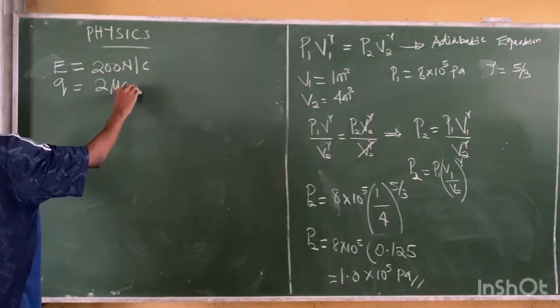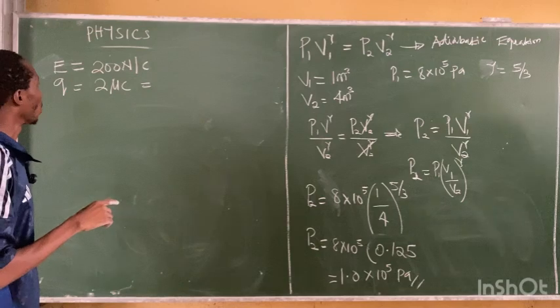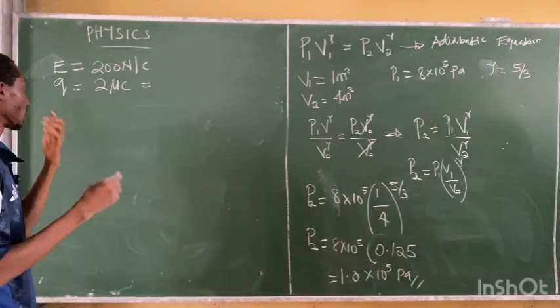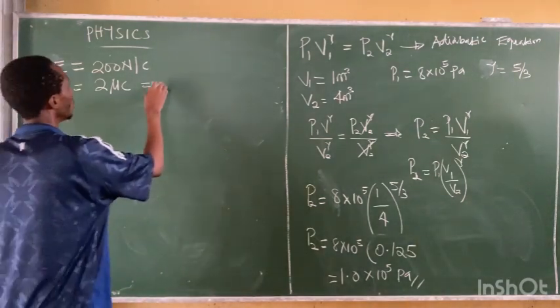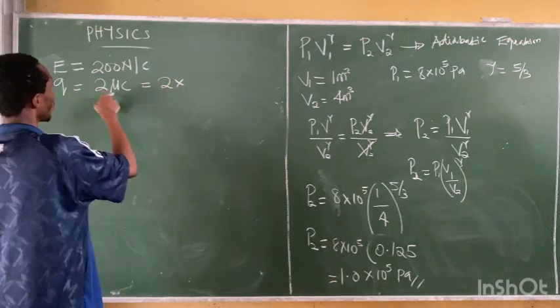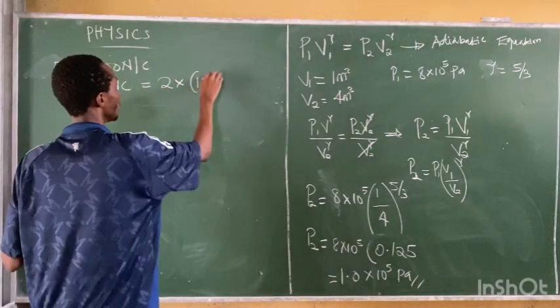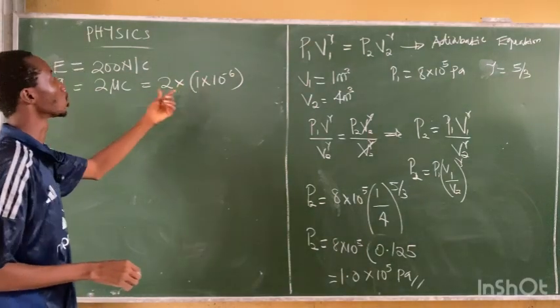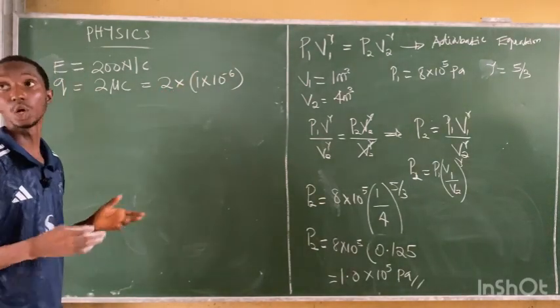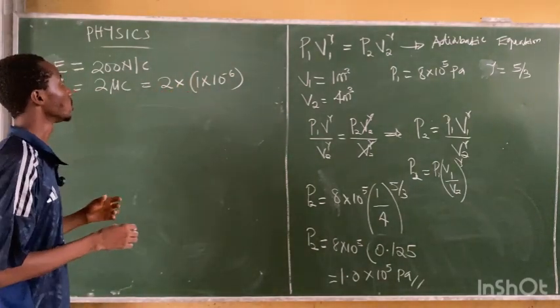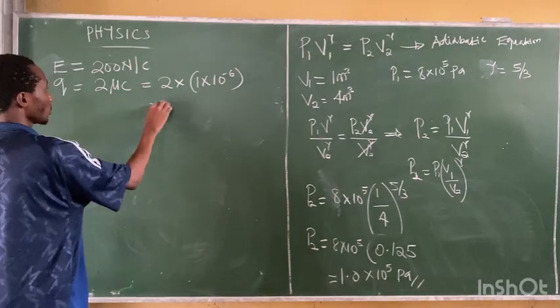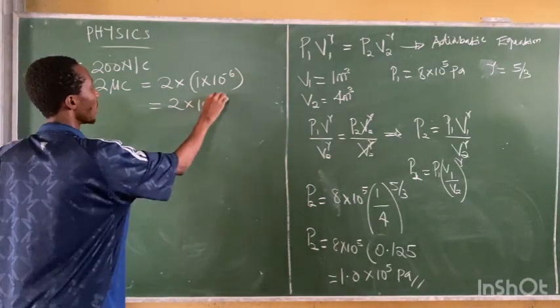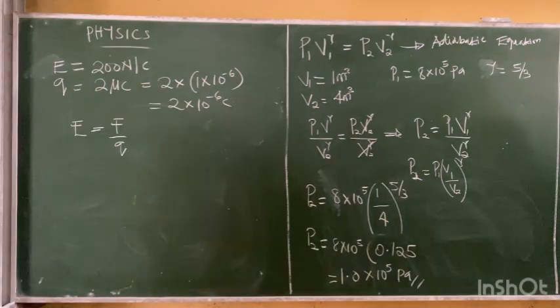2 microcoulombs. 1 microcoulomb is 1 times 10 raised to the power minus 6. This is for 1 coulomb. For 2 coulombs, it's going to be 2 times this value. For 3 coulombs, it's going to be 3 times this value. So it's going to give us 2 times 10 raised to the power minus 6 coulombs.